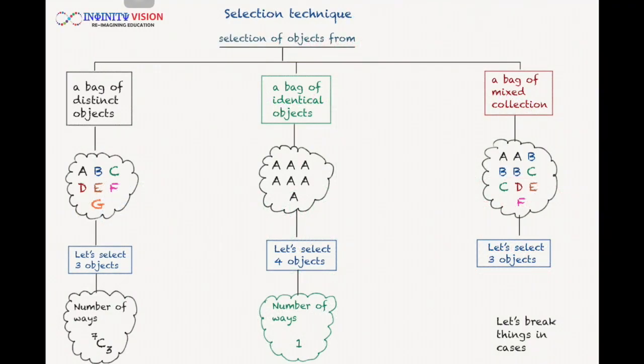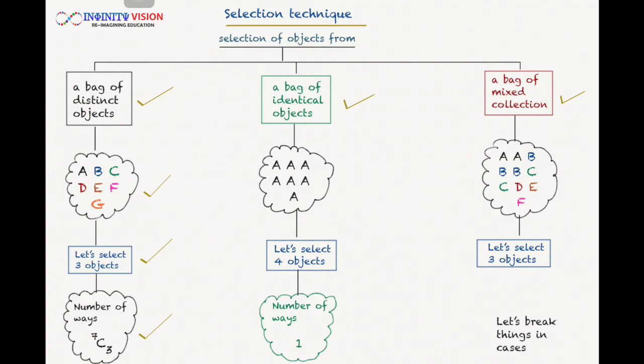Now in the selection technique, we are going to select objects from 3 scenarios: one, a bag of distinct objects; another, a bag of identical objects; and a bag of mixed collection. A bag of distinct objects, as you can see, there are distinct objects A, B, C, D, E, F, G. Their distinctness is shown by the color as well. Now let's say we have to select 3 objects. Well, it is a very direct question. The number of ways is going to be 7 choose 3, that is 7C3.